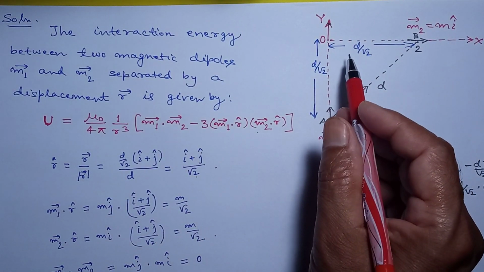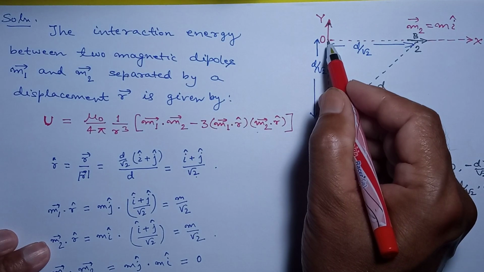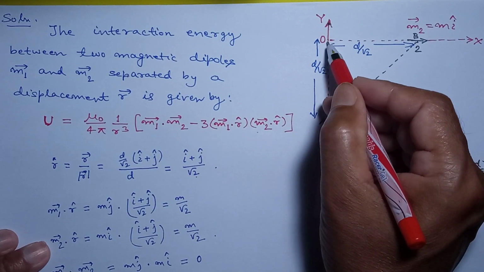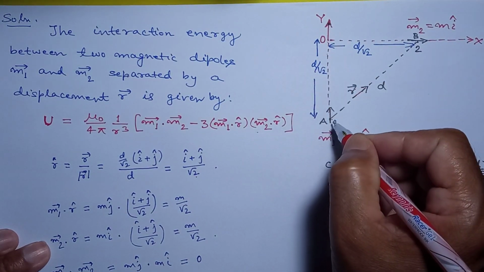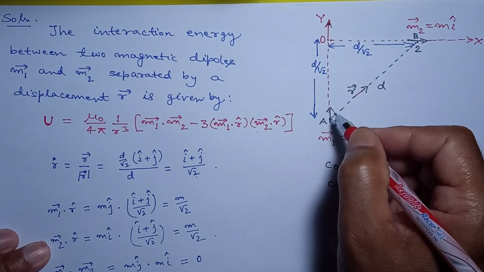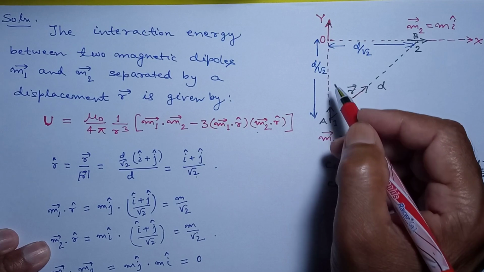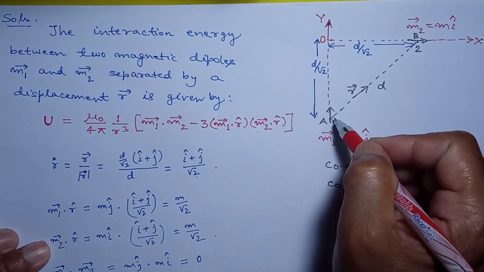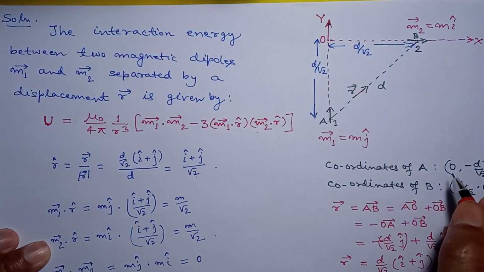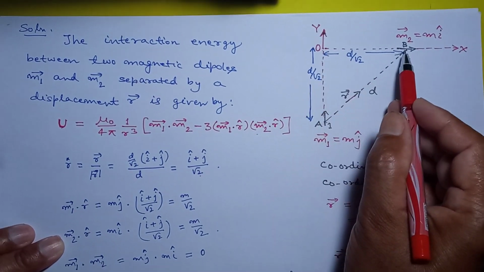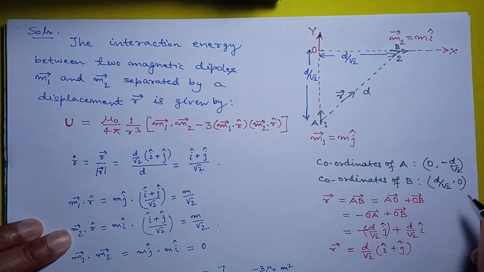In order to solve the question, here we fix a frame of reference. This is x-axis, this is y-axis, and this is the origin. So the coordinates of point A is 0 in x direction and d upon root 2 below from the origin in y direction. So its coordinates are 0 and minus d upon root 2. Coordinates of point B is d upon root 2 in x direction and 0 in y direction, so it is d upon root 2 and 0.